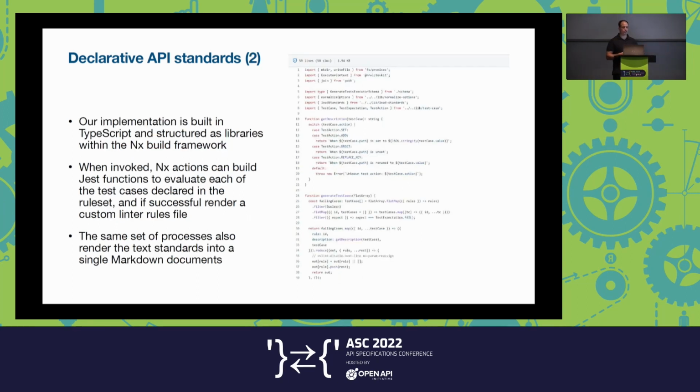This particular implementation is built in TypeScript. We use NX as our build framework, so we've structured it as libraries within that. And so what we're doing is parsing that YAML document, building test cases as we go in Jest, and evaluating all of those. Assuming that our test cases pass, we then move through and render a linter rules file that has all the successful linter rules that are doing what we want them to do. And then, assuming that all that's working, we render the text standards into a single Markdown document so that we've got a single piece as we move through versions.